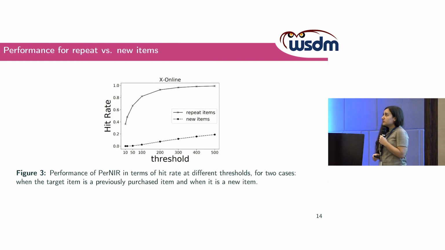And what we see here is that for the repeat items, with the cutoff point of 200, we are already achieving the highest performance in terms of hit rate. However, this is very different for new items or unseen items, which means that it's more challenging for this model to predict unseen items for the users.